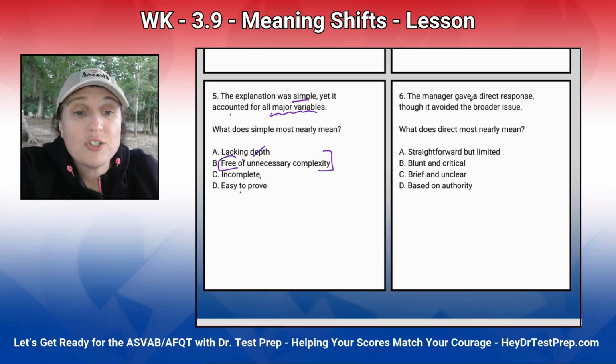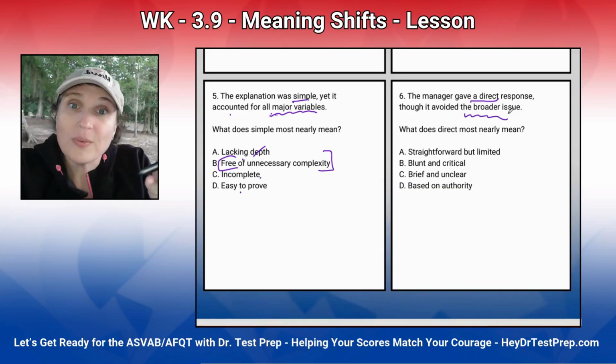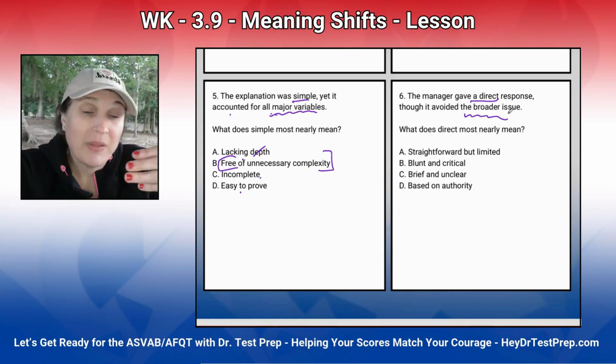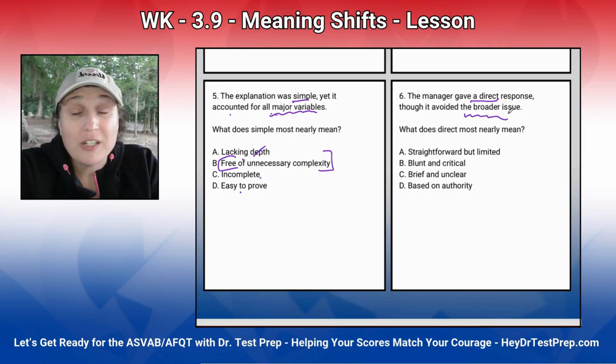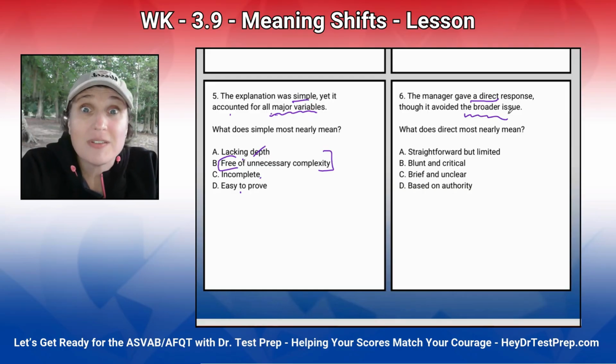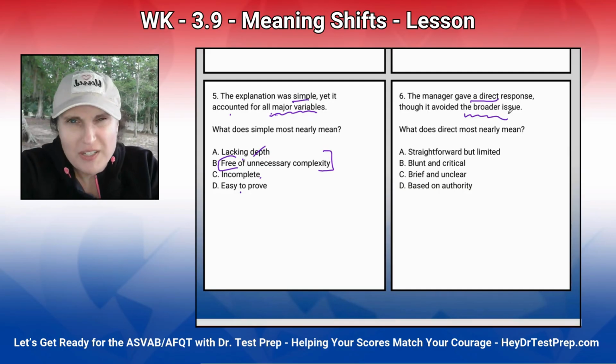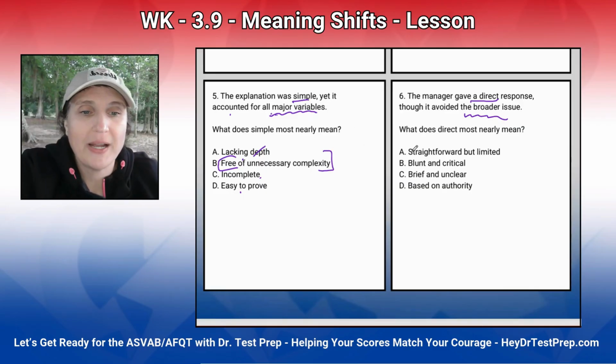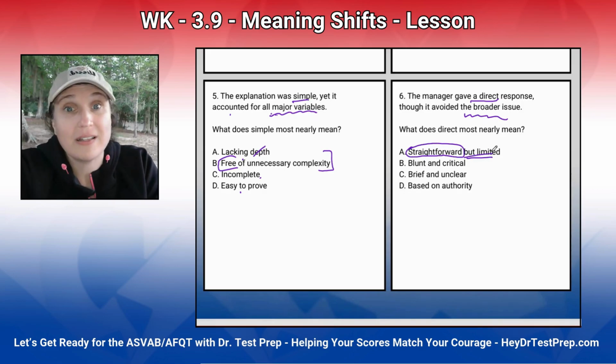The manager gave a direct response, though it avoided the broader issue. So he answered the question, but he didn't discuss everything. Honestly, I think President Trump is very good at this. He'll give you an answer, but he won't give you all the side notes that go around it, oftentimes, especially when something's going on. So did they get a straightforward response? Yes, but it was limited. It didn't address everything that was going forward.